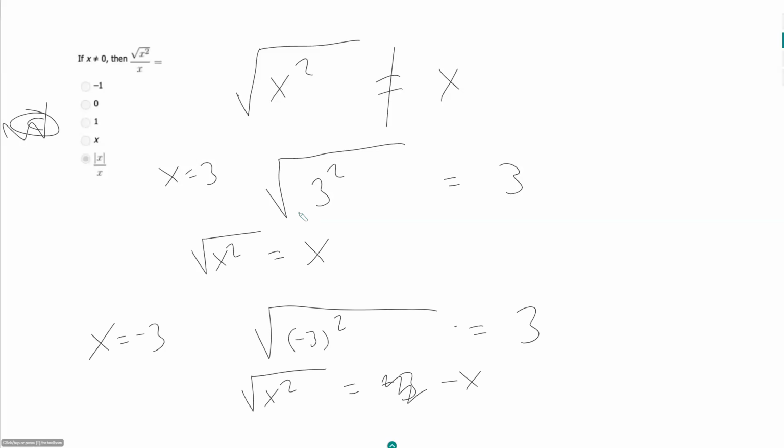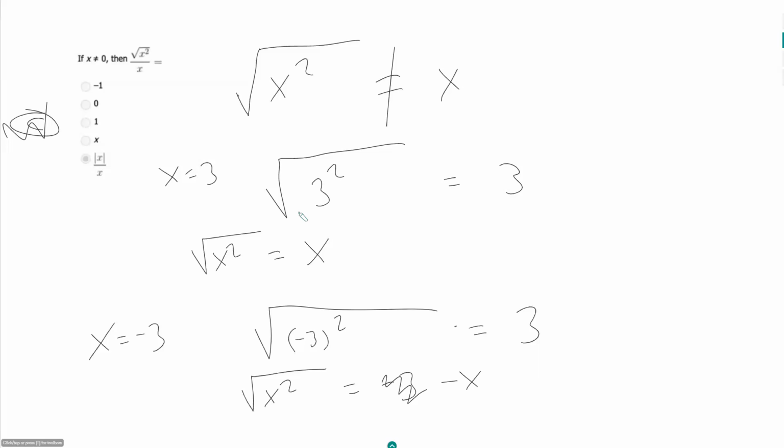So when x is positive, if they were to say if x is greater than 0, then what is the value of the square root of x squared over x? Then you could say the answer would be 1, because the square root of x squared would be equal to x. However, when x is negative, that is not true. When x is negative, the square root of x squared is actually equal to negative x, even though negative x in this case is positive 3. I know it's a bit confusing. Take the time to go through it once slowly, and you'll see what I'm talking about.